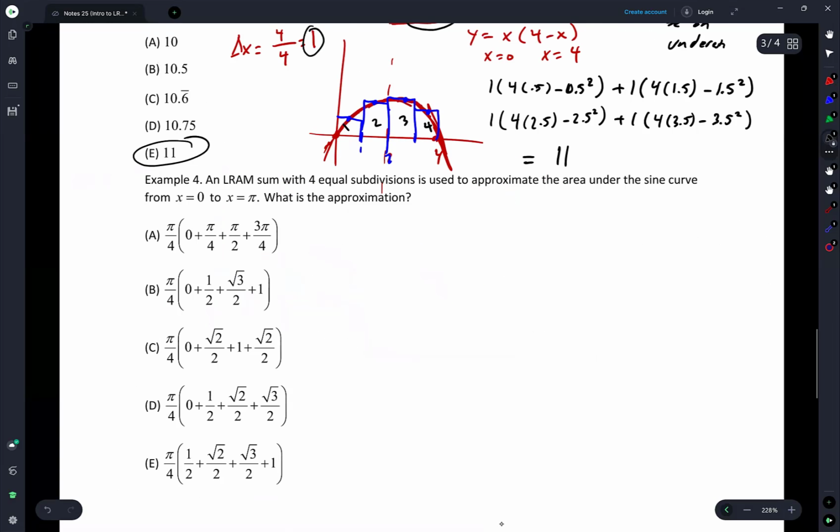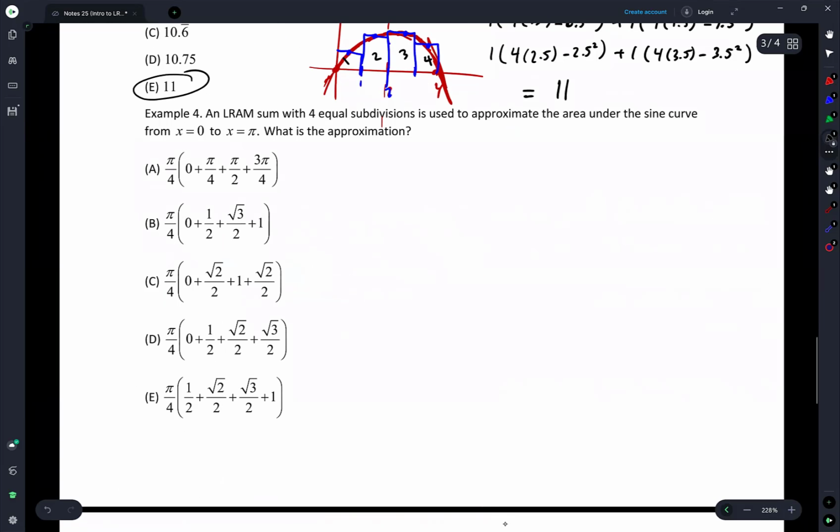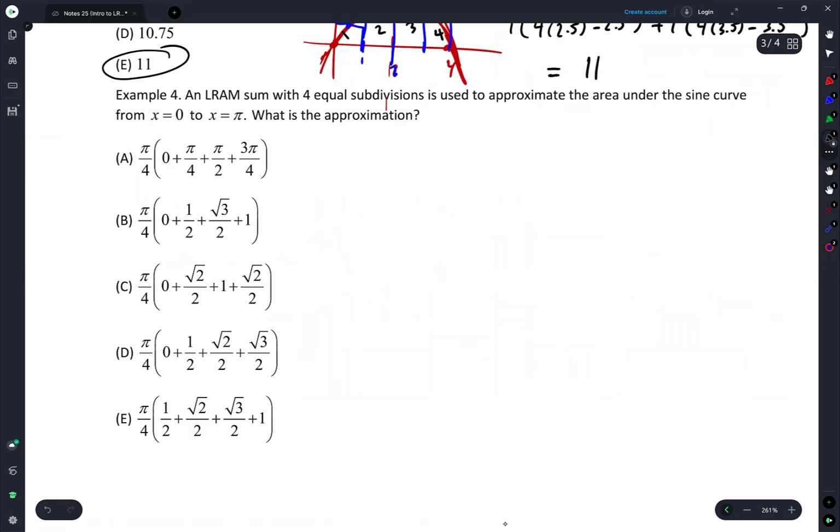All right, so here we go. An LRAM sum with 4 equal subdivisions is used to approximate the integral of the sine curve from 0 to pi. Okay, here comes pre-cal. Guys, pre-cal is never gonna go away. You're gonna have it all the time, but it's never even extreme pre-cal, it's just baby pre-cal. Do you know what sine x looks like? Y equals sine x.